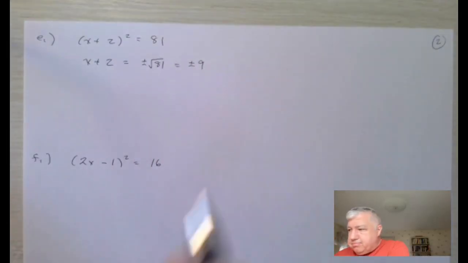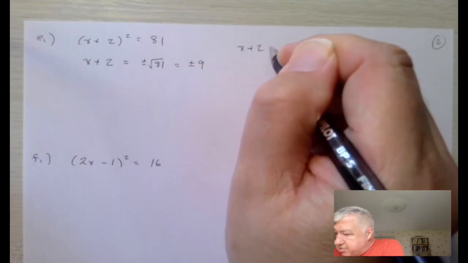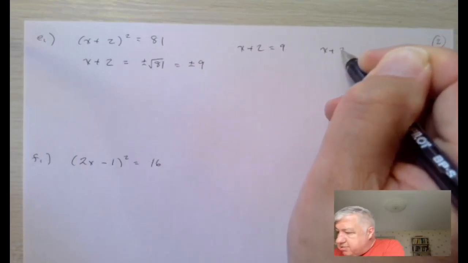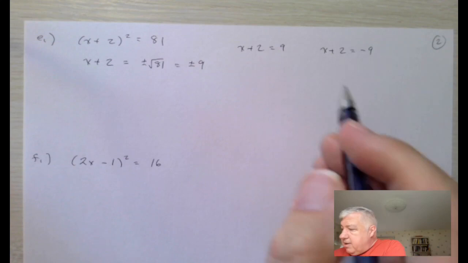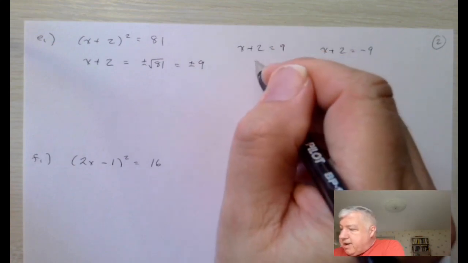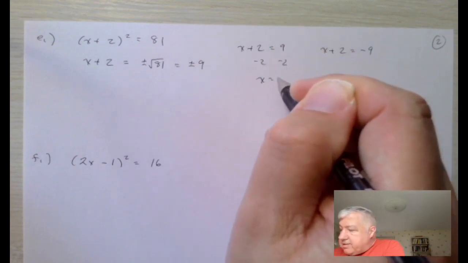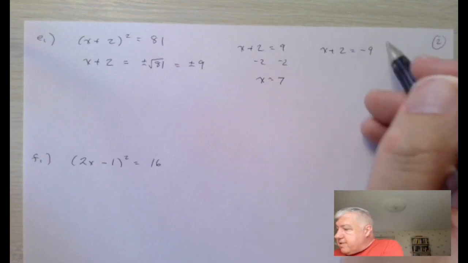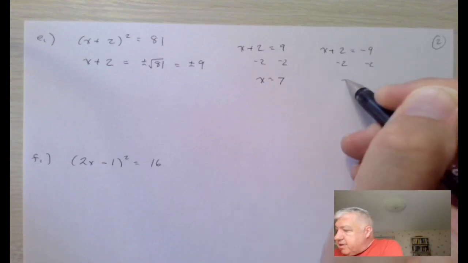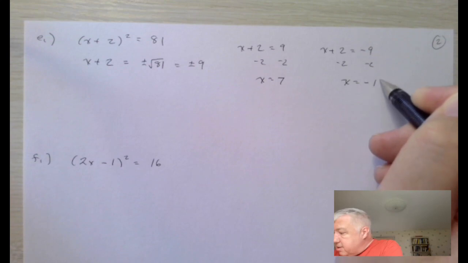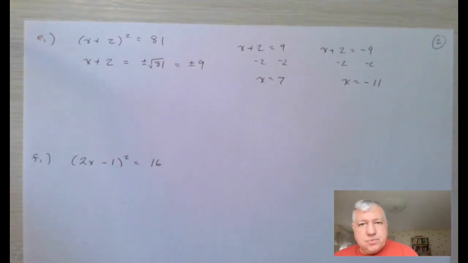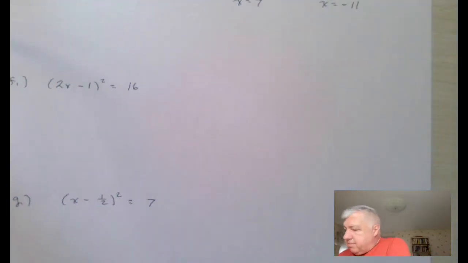So we have two possibilities. Either x plus 2 is 9, or x plus 2 is negative 9. And if x plus 2 is 9, we subtract 2, and we get x equals 7. If it's negative 9, again we subtract 2, and we get x equals minus 11. All right? So if you can see, as soon as you have something squared on one side, you can just go ahead and take the square roots and then consider all the possibilities.